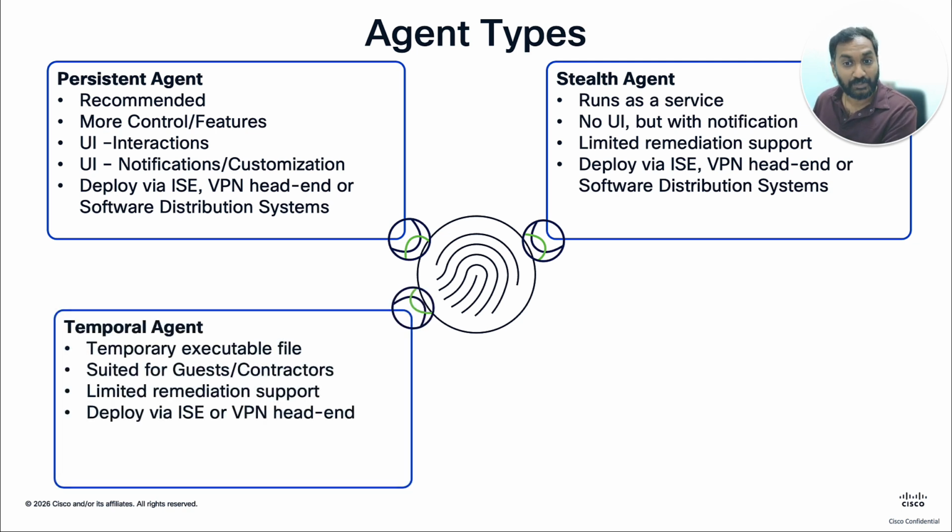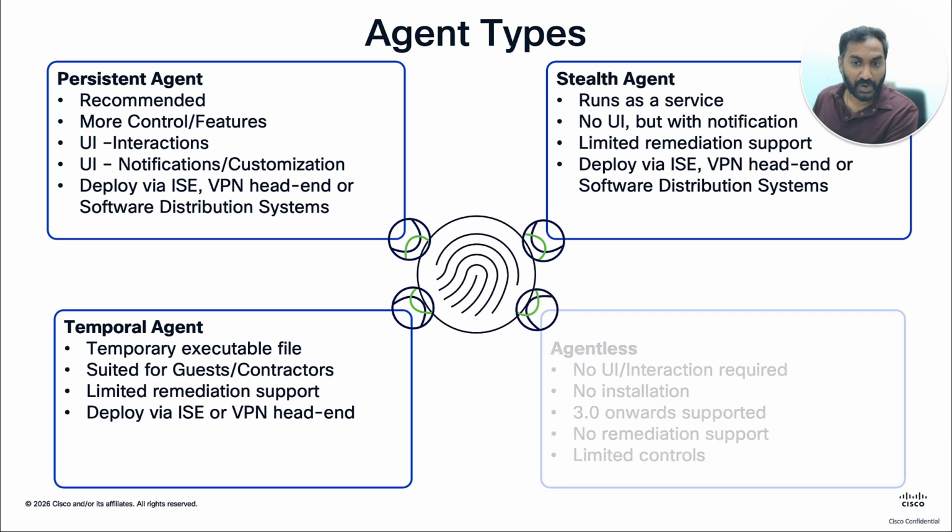The third one is a temporal agent, which is going to be deployed from the ISE or a VPN headend, and it is going to be removed once after the first run. So it's going to be suited for most likely guests or contractors, or where you don't want to install any agent on the endpoints itself.